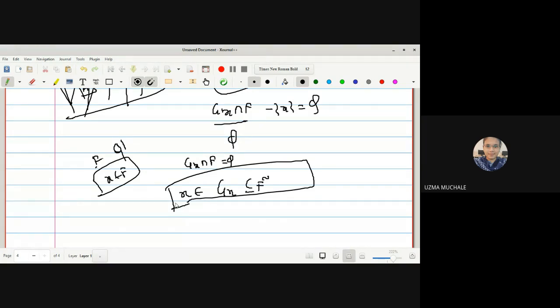Now let us go for the next one. What is the next one? Let F be a closed set. We have to prove that the complement of F is an open set.